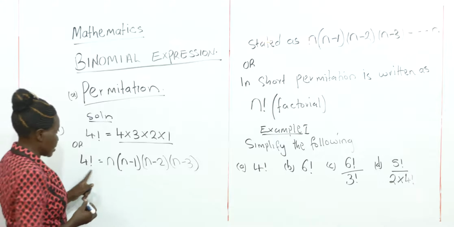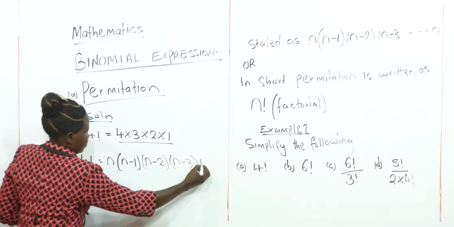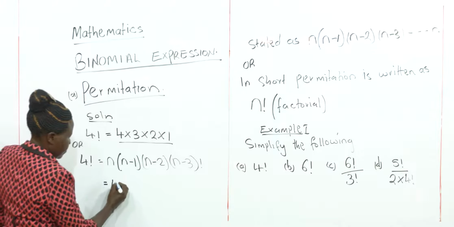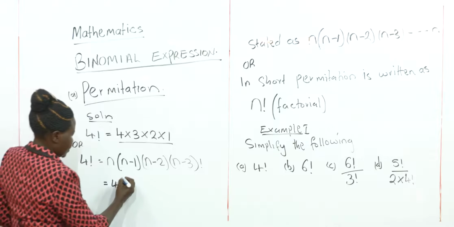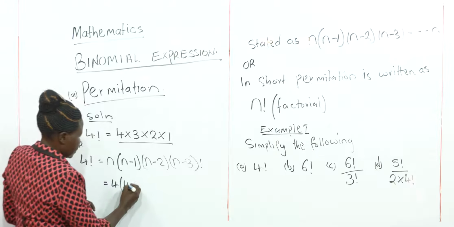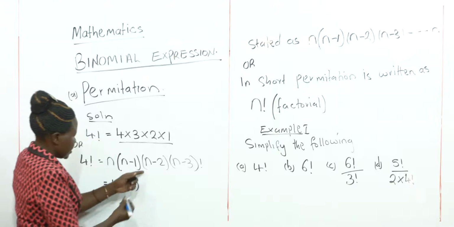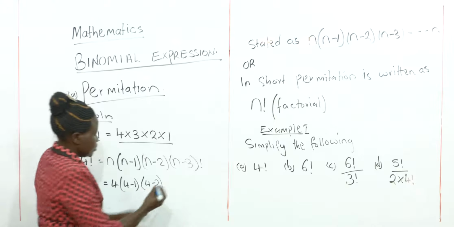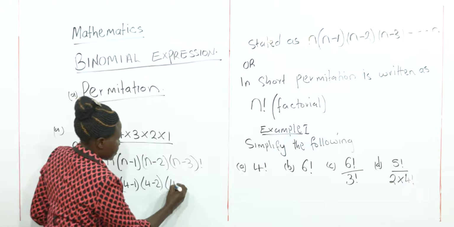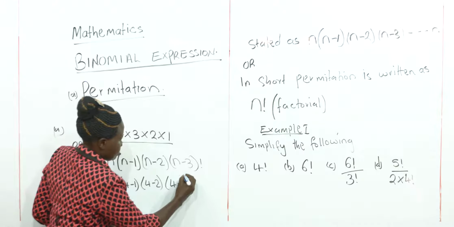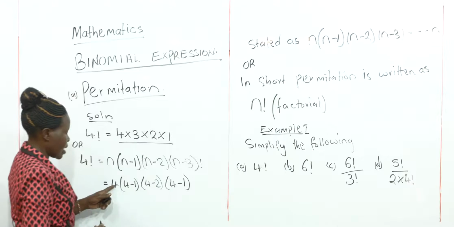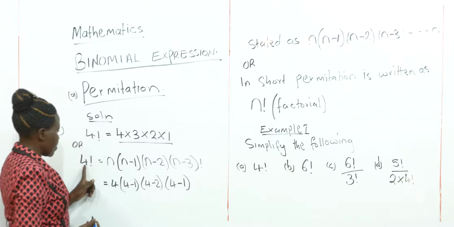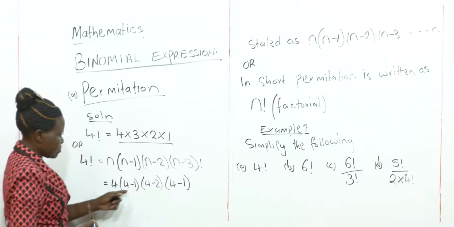Our n is the same as 4. So this one will be factorial. This will be 4. N is 4. And then this bracket here, we say into 4 minus 1, and then into 4 minus 2, and then into 4 minus 3. And that is our last step. 1, 2, 3, 4. We have moved the 4 steps. So since there are 4 elements, now from here you simplify.